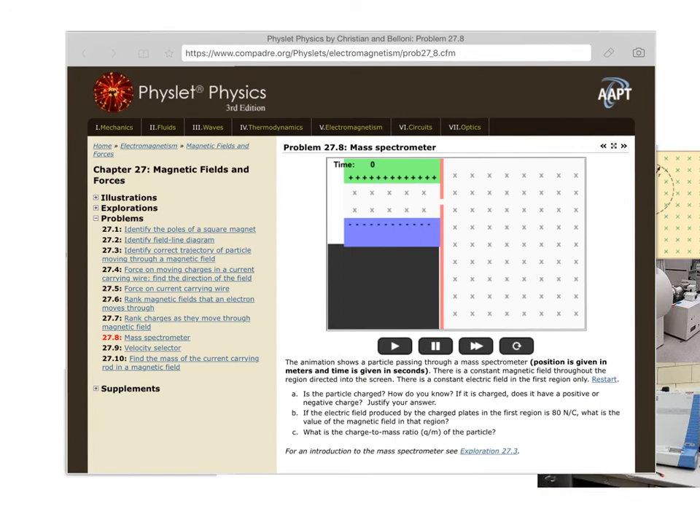So going back to number 8, we have two parts here. We have the velocity selector, and then we have this area of just field. So what's going to happen is, let's see what happens.